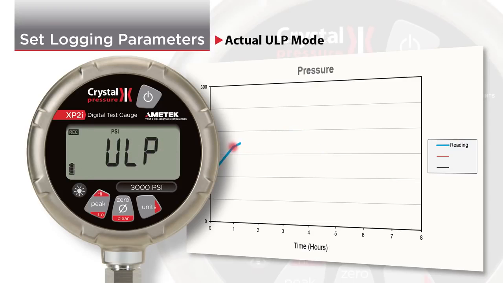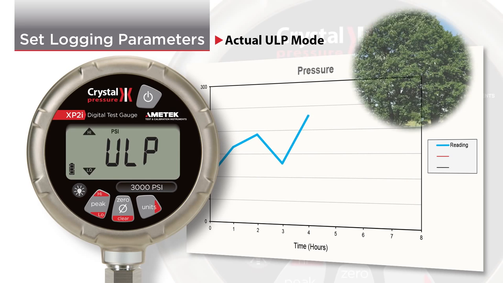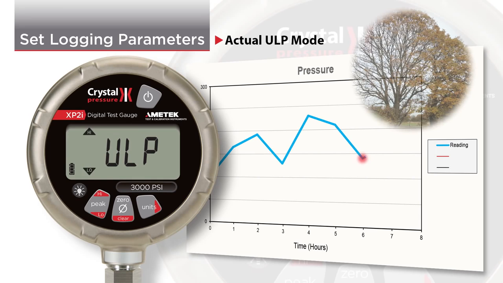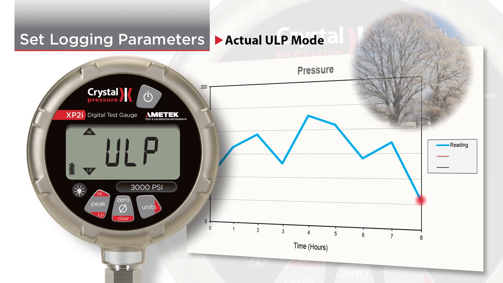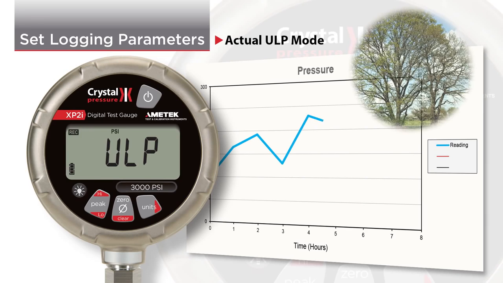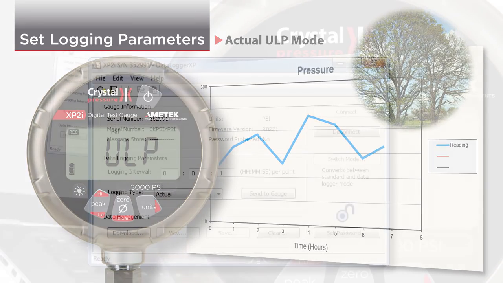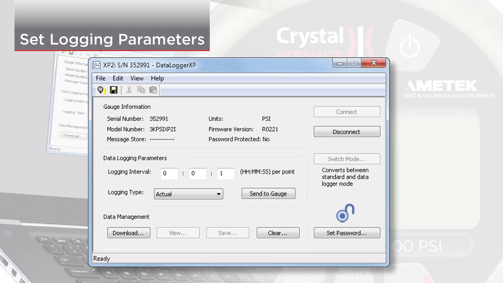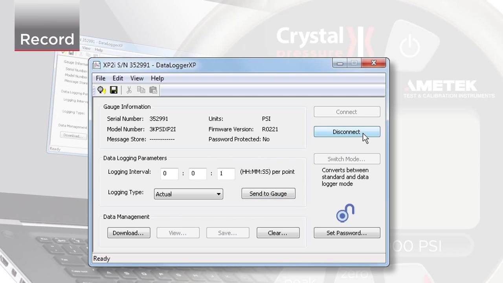Actual ULP stands for Actual Ultra-Low Power Mode. Actual ULP records the actual pressure being measured at every logging interval, just like actual mode. But in addition, ultra-low power mode maximizes the battery life of your XP2i, allowing you to record continuously for up to 1 year on one set of batteries. Once you've set the logging parameters, click Send to Gauge. You can then disconnect from the software.